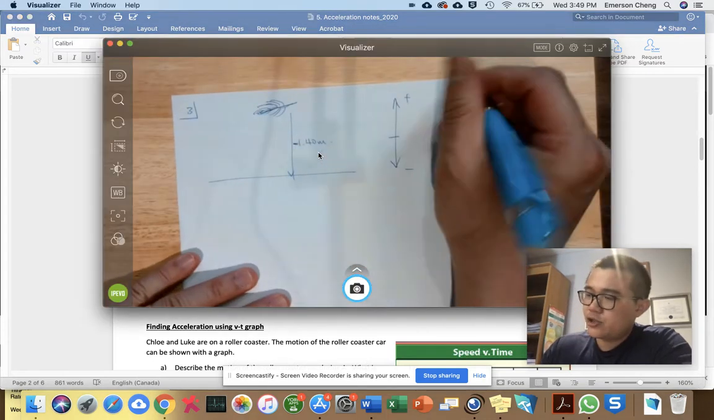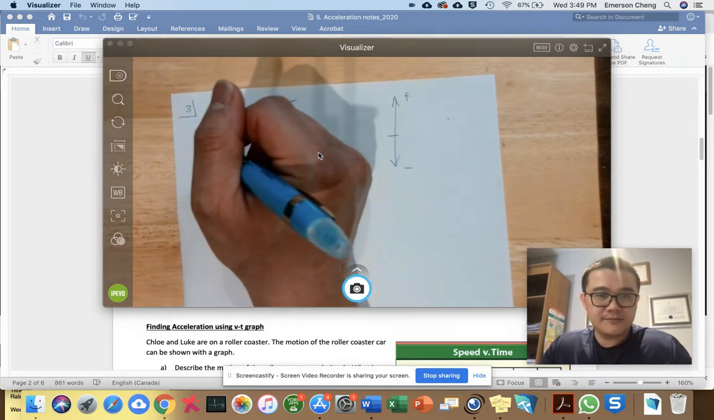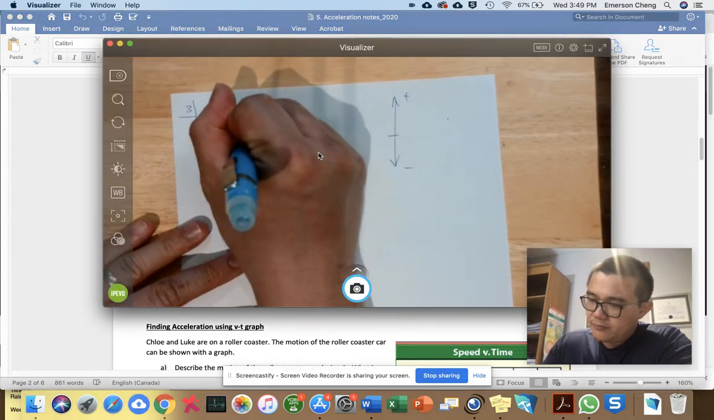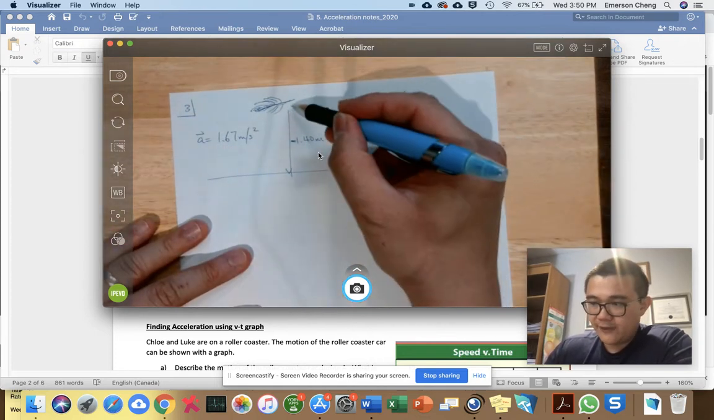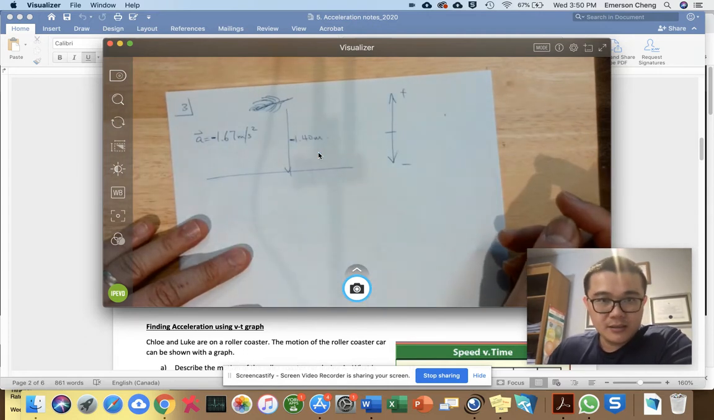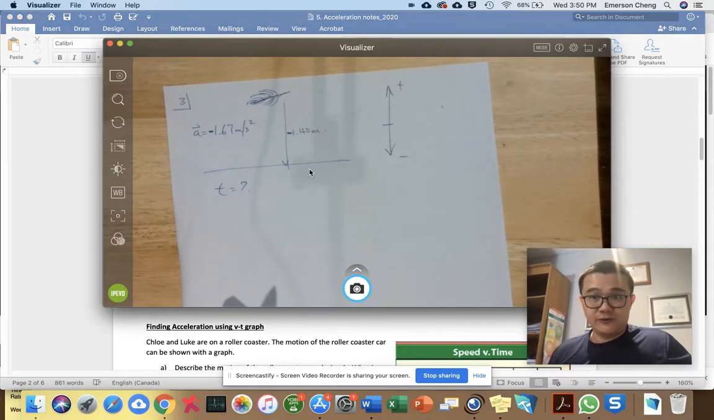The acceleration is given. The acceleration is 1.67 meters per second squared. Now, since the feather is going down, I'm also going to provide the negative sign here. So, determine the time for the feather to fall to the surface of the moon. You're looking for t. How long it takes for the feather to fall all the way.